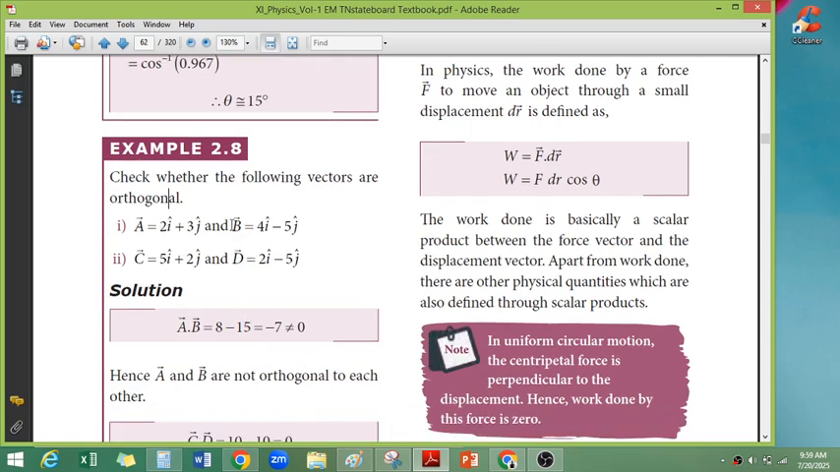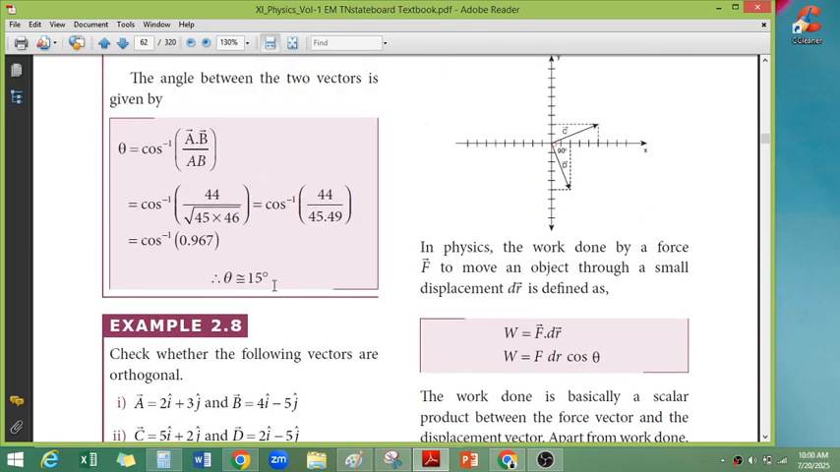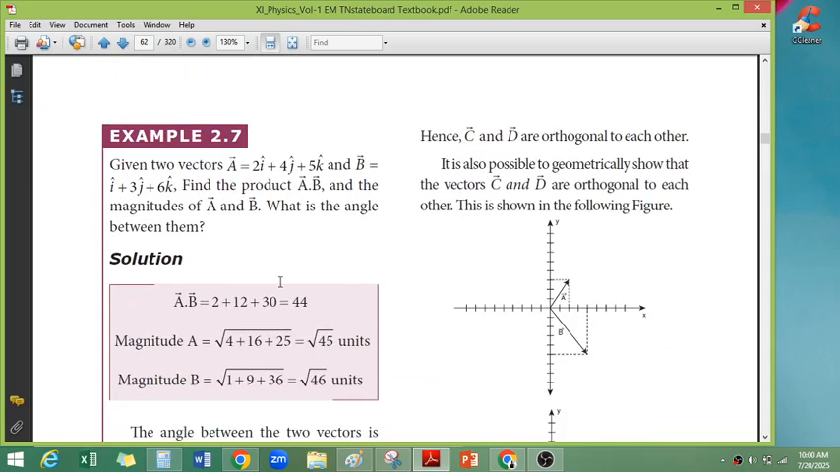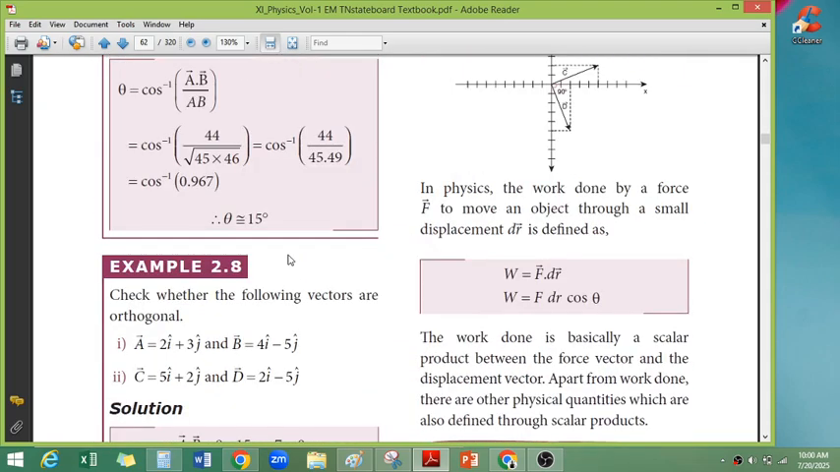So 2 into 4 is 8, 3 into -5 is -15. So obviously it is not 0. So it is not orthogonal. In the other case, 5 into 2 is 10, 2 into -5 is -10, so the sum is 0. So C and D are orthogonal.